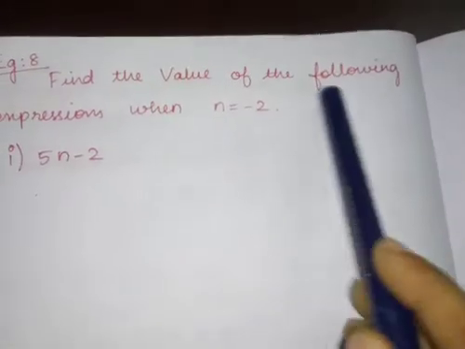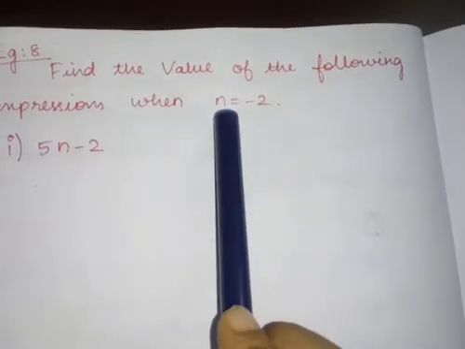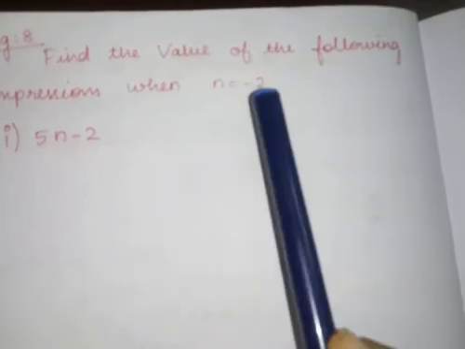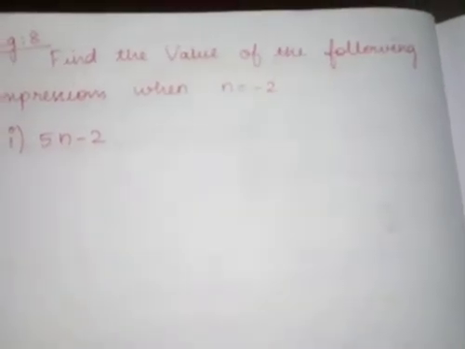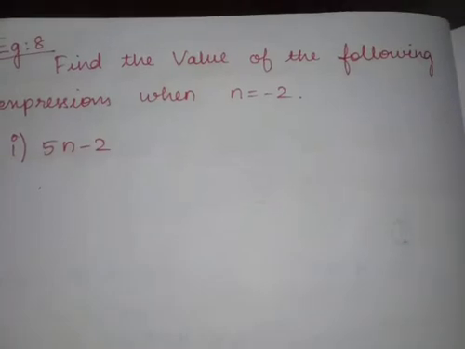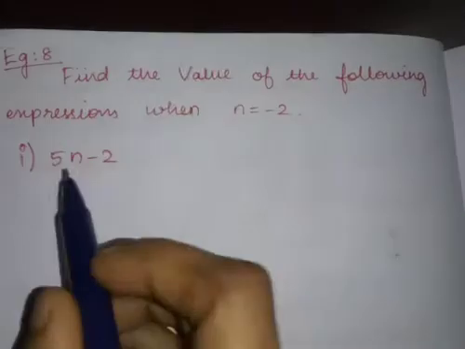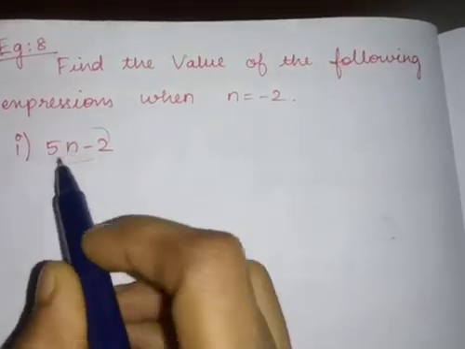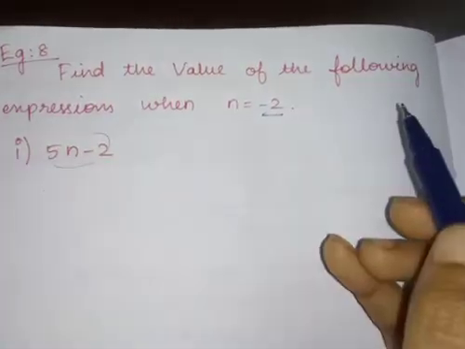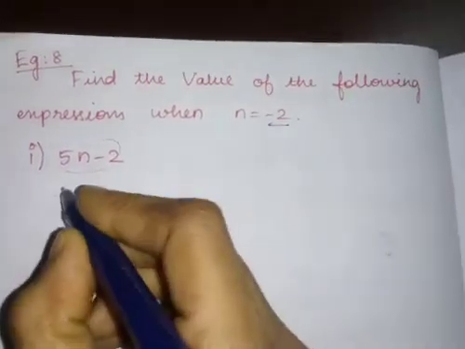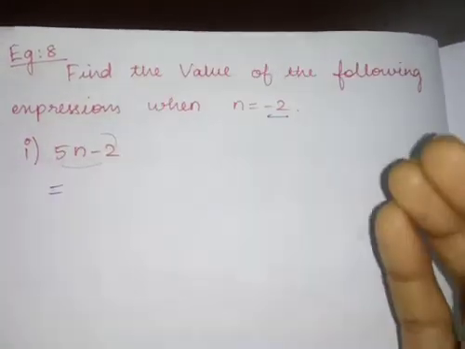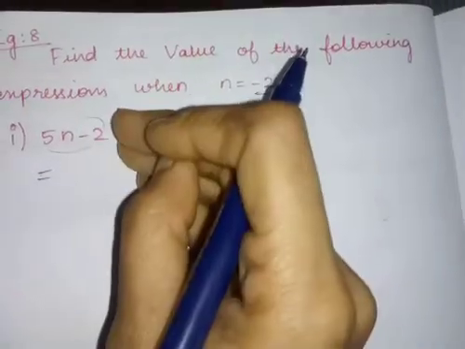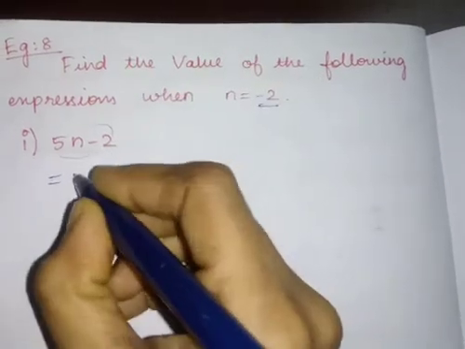Find the value of the following expression when n is equal to minus 2. In this last problem, they gave the variable value as different. We are supposed to find the value of that particular expression. Here the expression is 5n minus 2. We should find the value of this expression where n is equal to minus 2. Be careful, it is minus 2. Now what we have to do? We have to substitute the value of n in this expression and find its value.